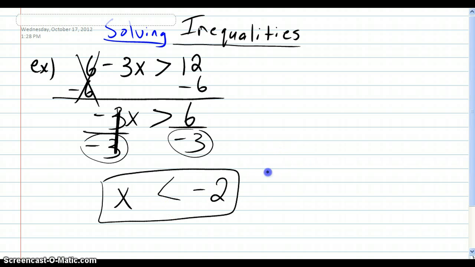So now we can graph it the correct way. 0 here, negative 2 is about there. There's no line here, so it's an open circle. And it's pointing to the left for less than, so we just color the left side in. Make it darker. There we go. This is the special case. Remember, when you divide by a negative, that's the only time it flips around. Any other time, you keep working the equation out just like if it were an equal sign.